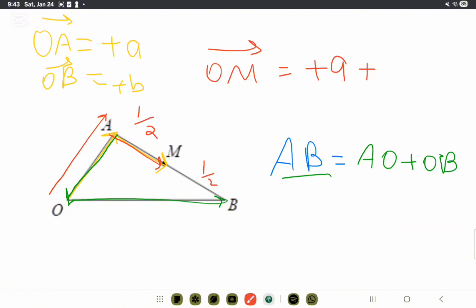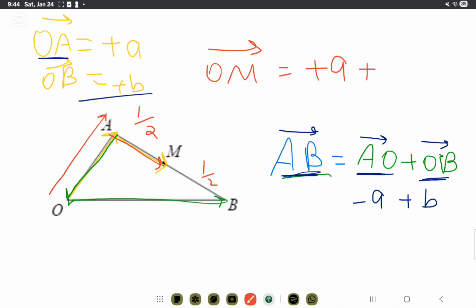Okay, so now, let me choose a different color. This one, AO. We have OA but not AO. So now what do we do? Minus A. You know why? Because when we're talking about vectors, they have to be in a certain direction to be positive. So you need to think about the actual sign, plus OB. How much is OB? Plus B. Now, this is for AB. We want to find AM. So we multiply by 1 over 2. We divide it by 2.